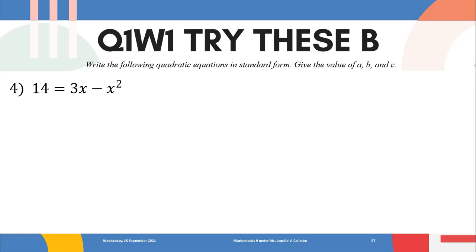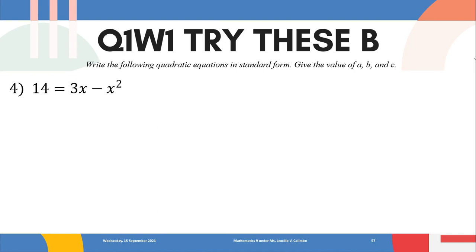Try this B tutorial. You have to write the following quadratic equations in standard form and then give the value of A, B, and C. Let's try item number 4, which is 14 equals 3x minus x squared.